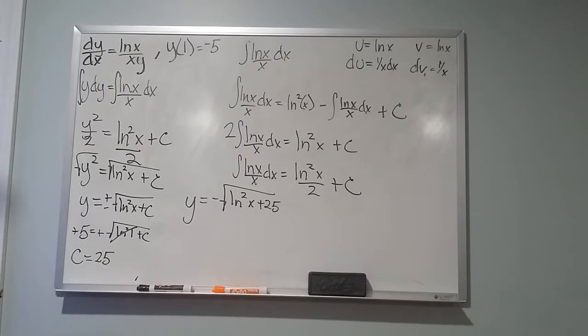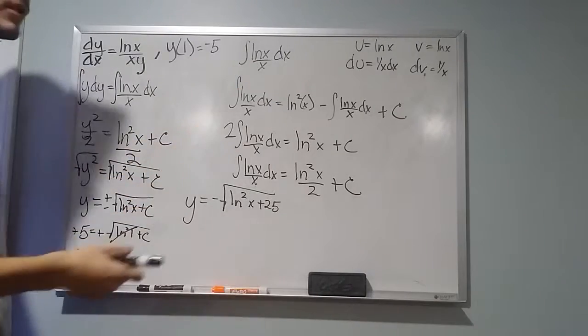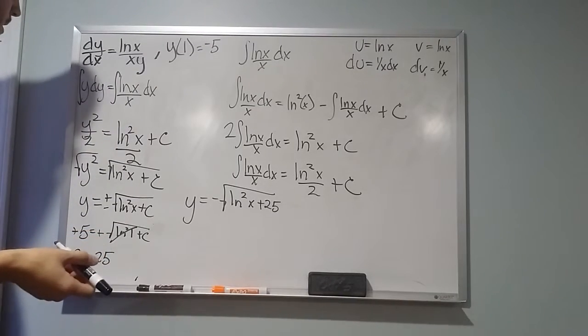Overall, pretty straightforward. I think it's a good review just to know what you're looking for in terms of separating variables if you have to. Doing a u substitution is always good. That's it for now.